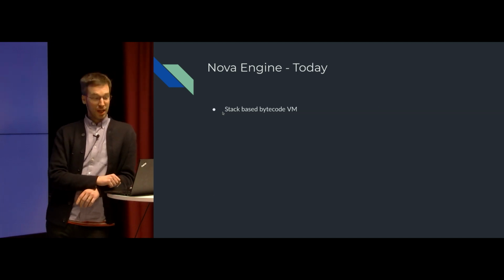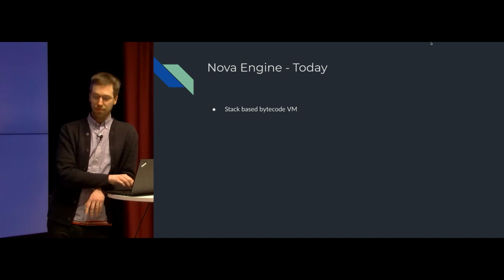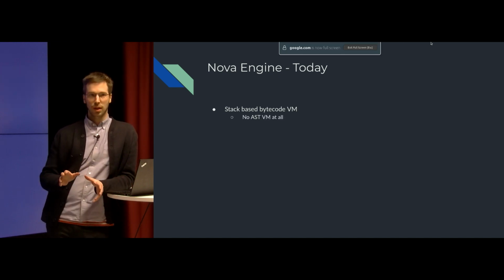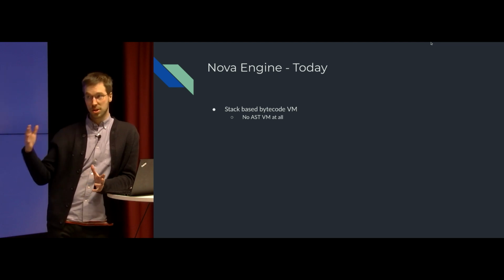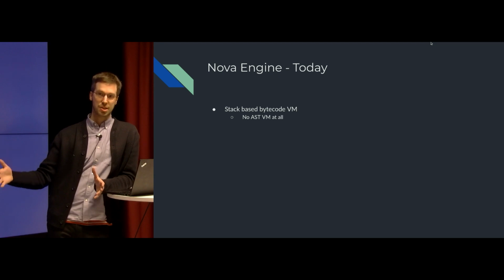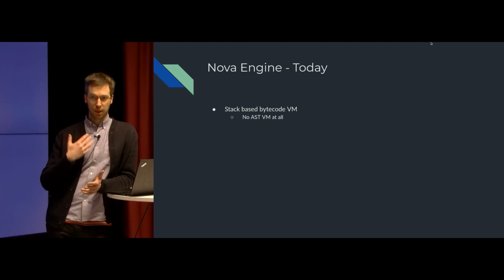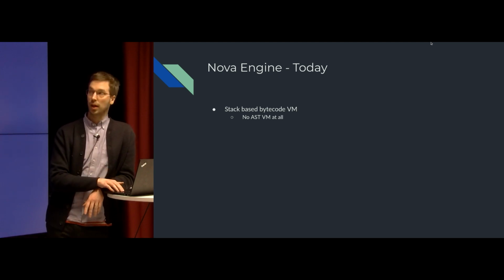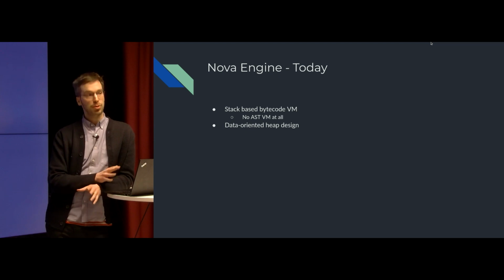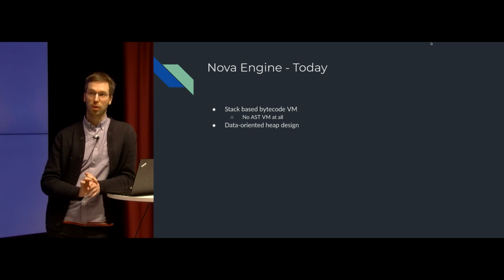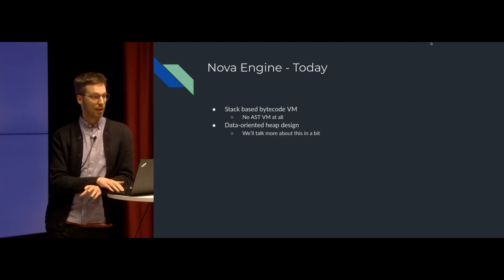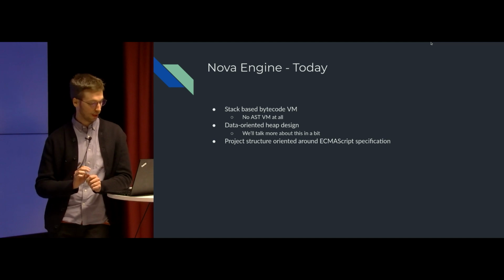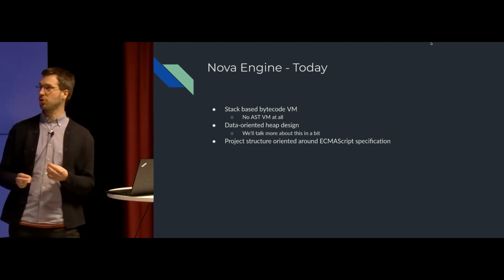So Nova Engine today is a stack-based bytecode VM. We use the oxidation compiler's AST crate and parser crate to parse JavaScript code into an abstract syntax tree. But then from that syntax tree, we immediately generate bytecode. We don't use the AST aside from that. And the heap design for the virtual machine is built in a data-oriented way. What that means, I'll talk about in a bit, at horrible length.